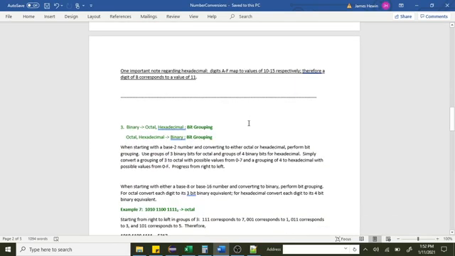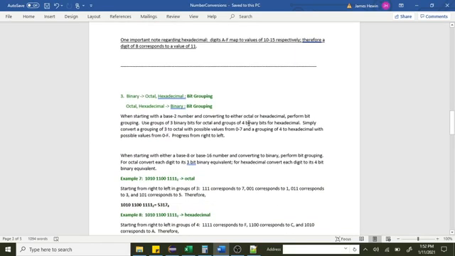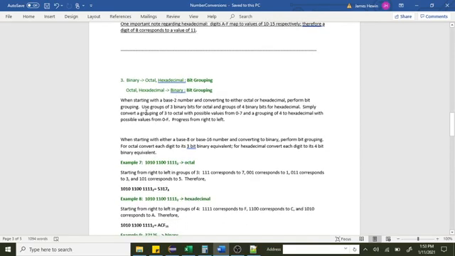Okay, so what about the third category? Well, this is when you're going from binary to octal or hexadecimal, or when you're going from octal or hexadecimal to binary. And this is what I call bit grouping. I tried to explain it in words, but examples I think are usually more beneficial.